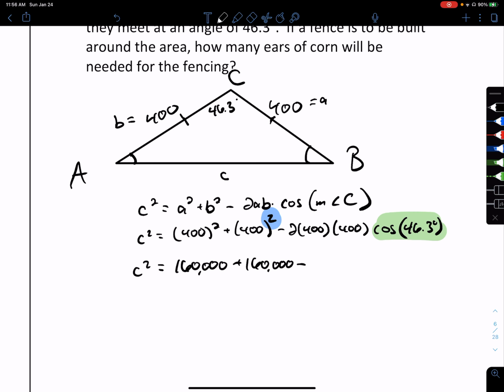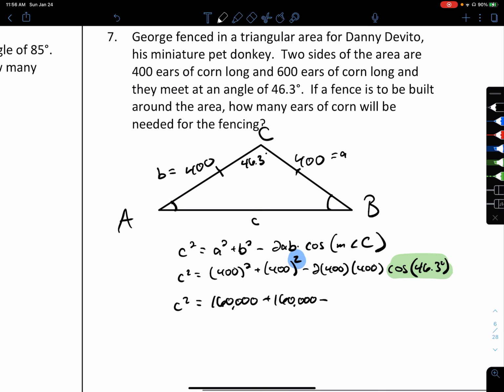I'm sorry, was it 600? Oh, I'm sorry. I misread this. Please forgive me. It doesn't say 400 and 400. I just skimmed it and said two sides are 400. That's not what it says, it's 400 and 600. So let me fix my mistakes in red. 600 squared is 360,000. 2 times 400 times 600 is 480,000. I'm really sorry. I'm sure you were super confused, as well you should have been. I have a skimming disease.